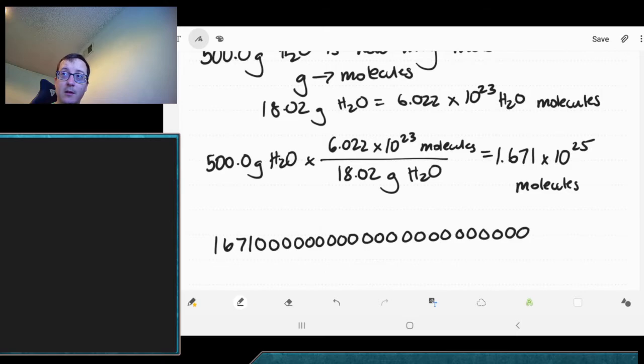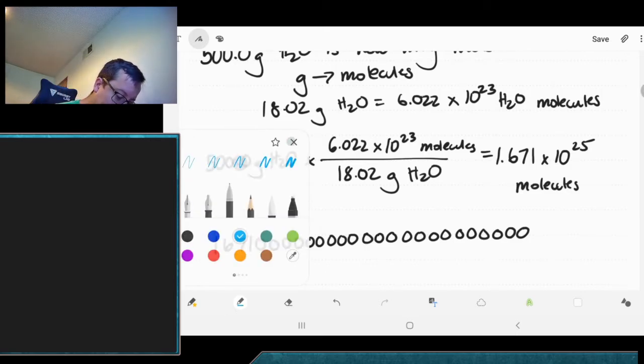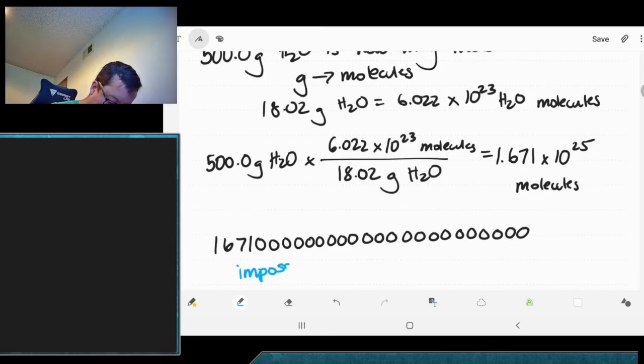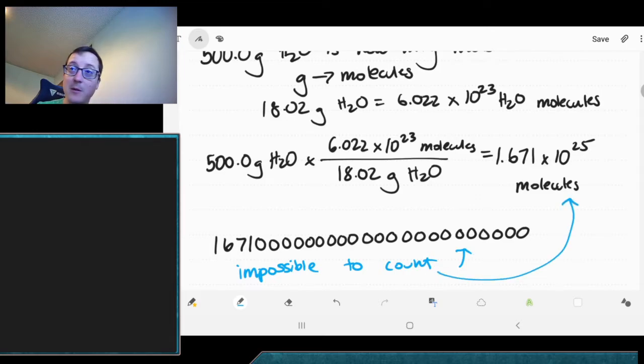So, kind of impossible to count. But we're going to see we need some way to do it. And this is very easy to measure. But we're going to see that we need to know the number of molecules sometimes. And so it's very important for us that we understand how to do this. Again, just converting. Grams of water cancels, we're left with molecules. That's it. Just unit conversion.